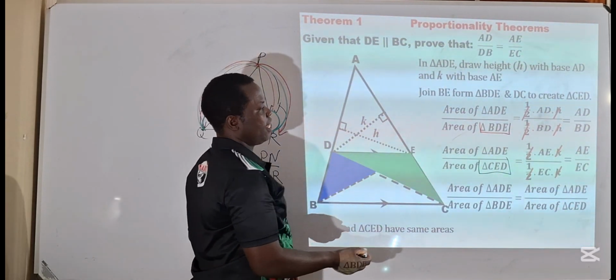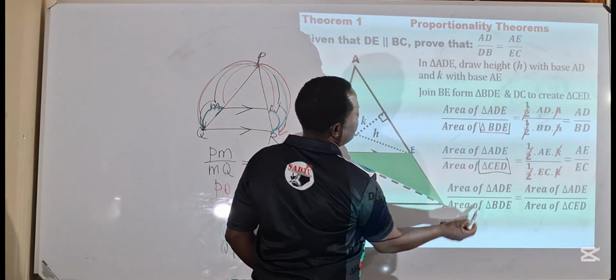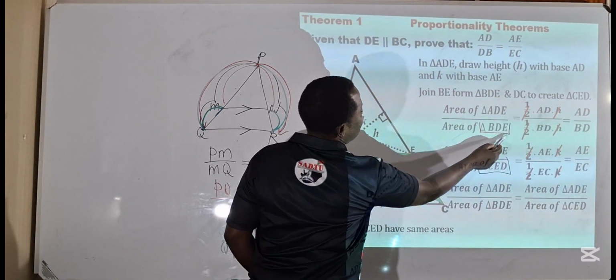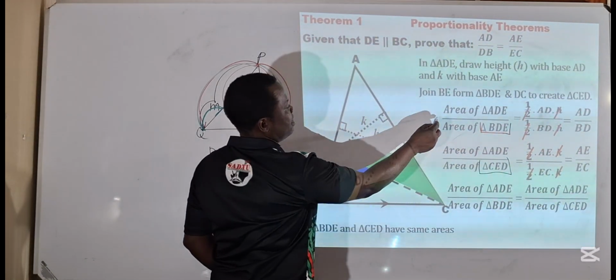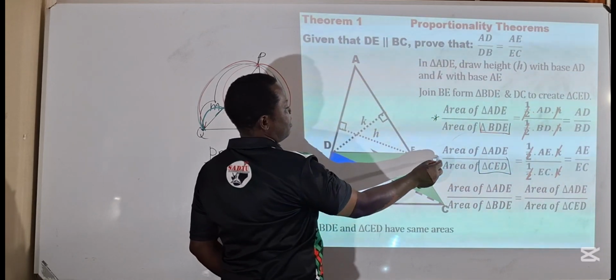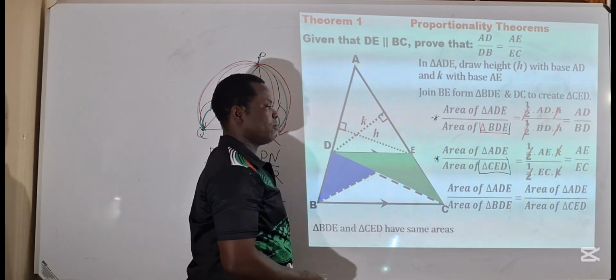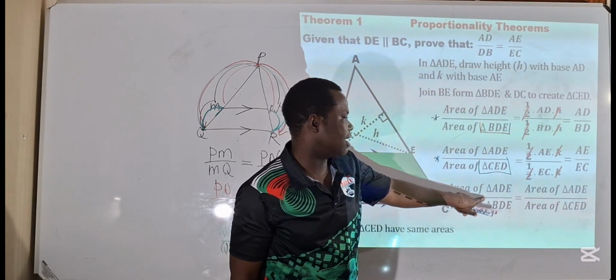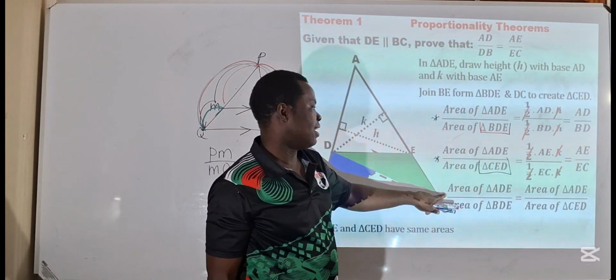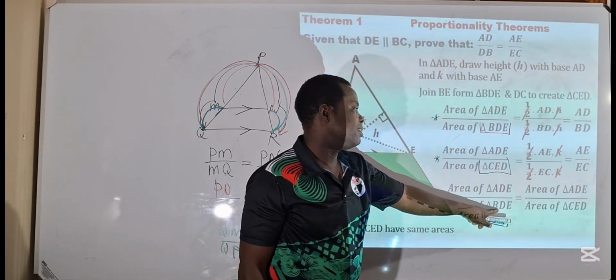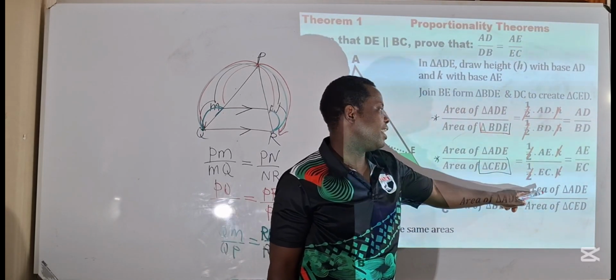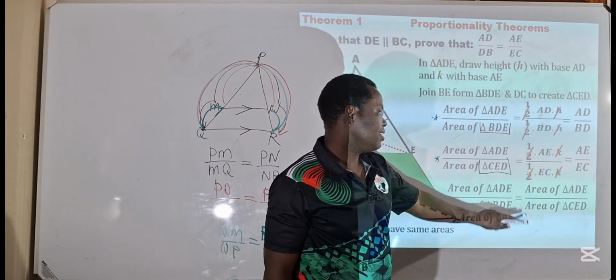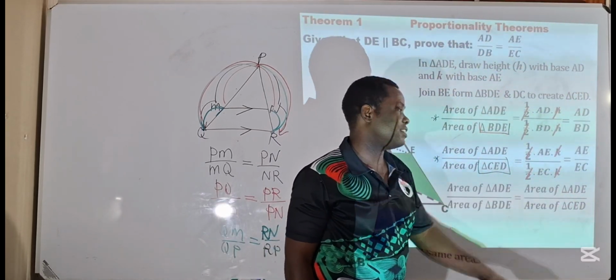Now, if the area of triangle CED and area of triangle BDE are equal, it makes this fraction here and this fraction there equal to each other. So we can now conclude that the area of triangle ADE divided by the area of triangle BDE is equal to the area of triangle ADE divided by area of triangle CED.